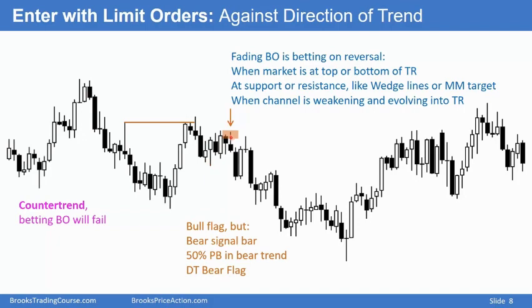We have an early bull trend. We have a breakout, a bull flag, a weak breakout of the bull flag, bear bar, bear bar. Traders will place a limit order to go short at the high of this bear bar and they'll get filled here, betting that the bull trend will fail. They're using a limit order to bet against a bull trend and instead bet on a trading range.